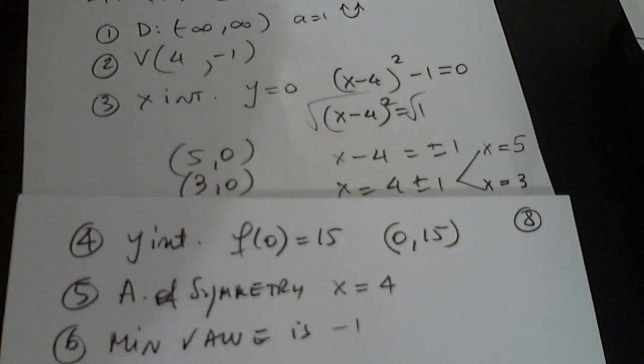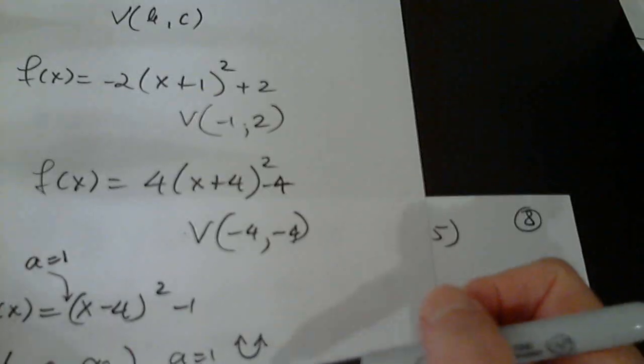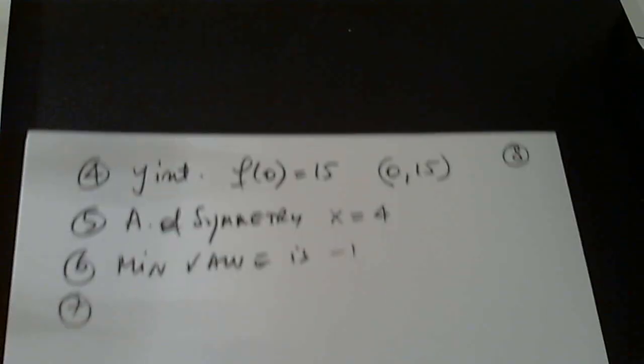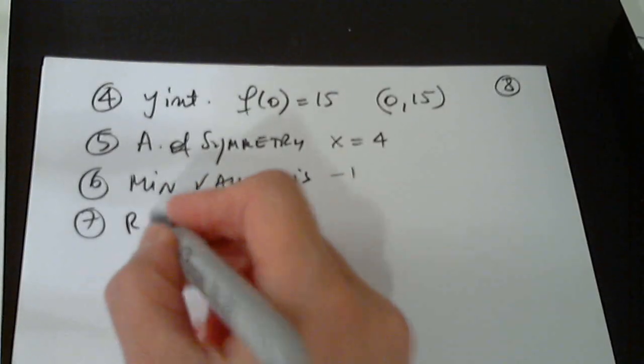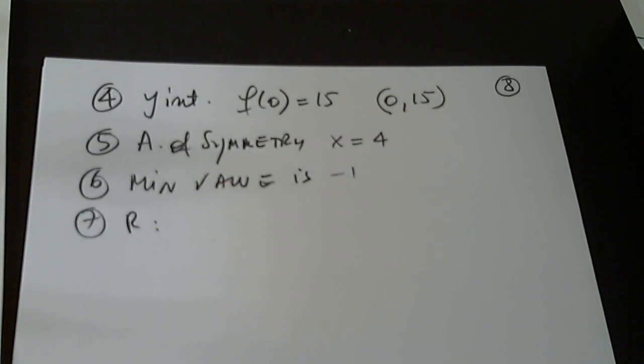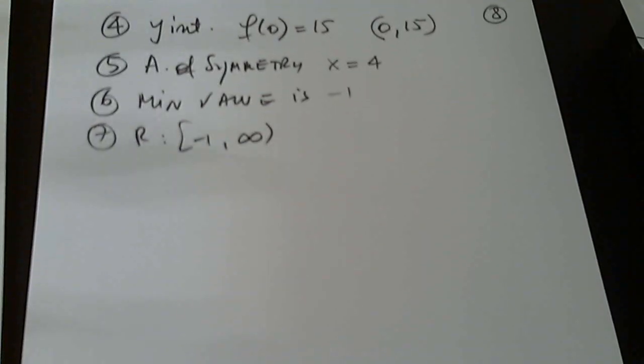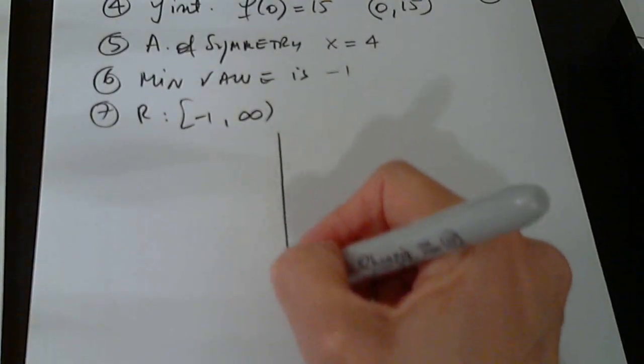It's a minimum, and the minimum value is negative 1. Can anyone give us the range without even graphing it? Because we already see the graph. Negative 1 to infinity. Indeed. Perfect. We're ready to graph it.